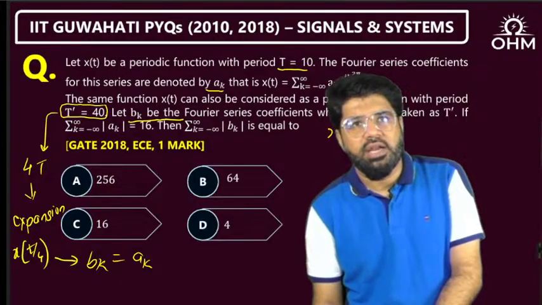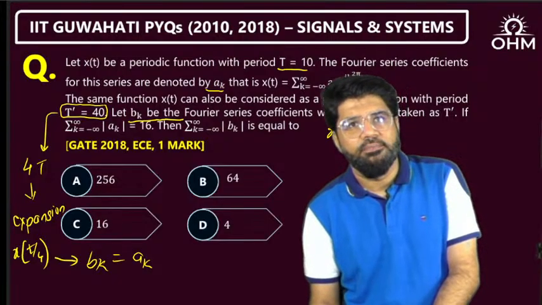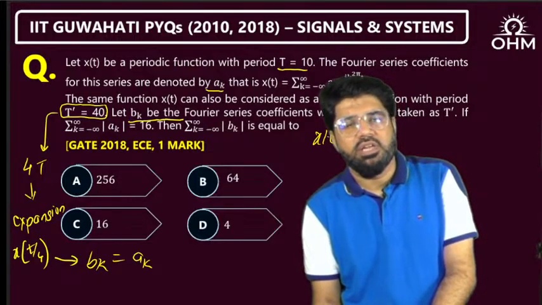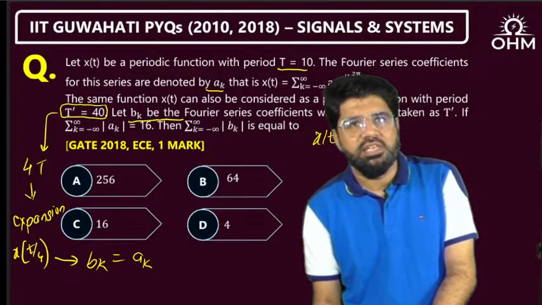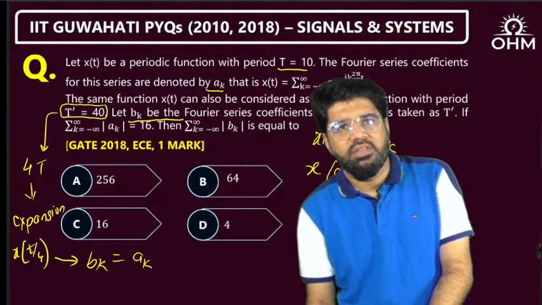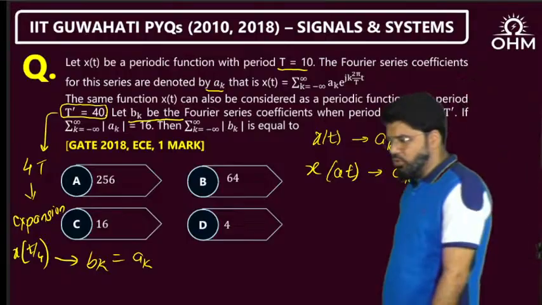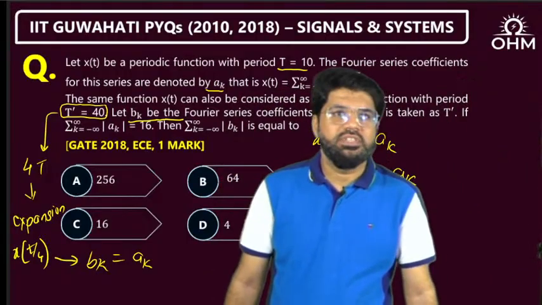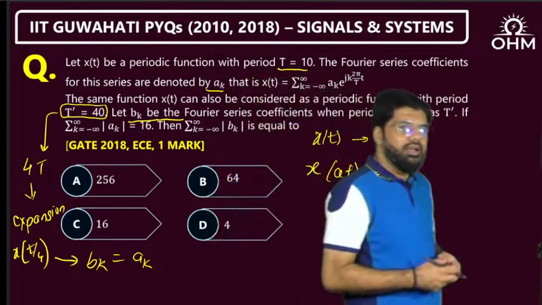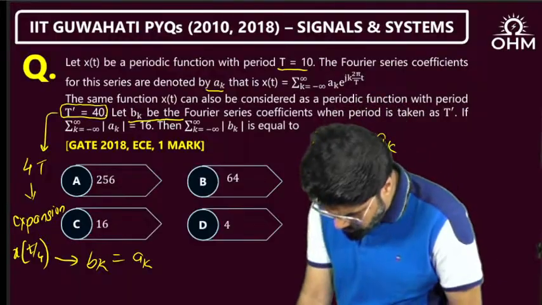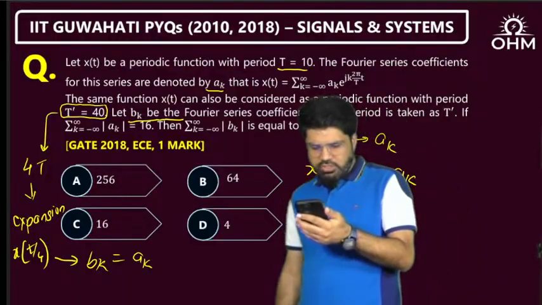If I have to write down a result: if you start with a signal x(t) which has the Fourier series coefficient a_k, x(at) will have the same Fourier series coefficient a_k. Have a look into it. It will have the same Fourier series coefficient as x(t). One of the very useful results, and important in terms of questions also.